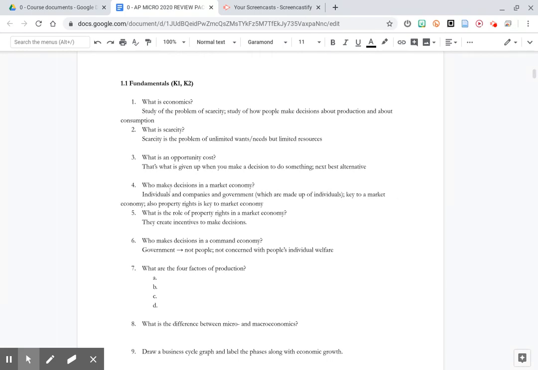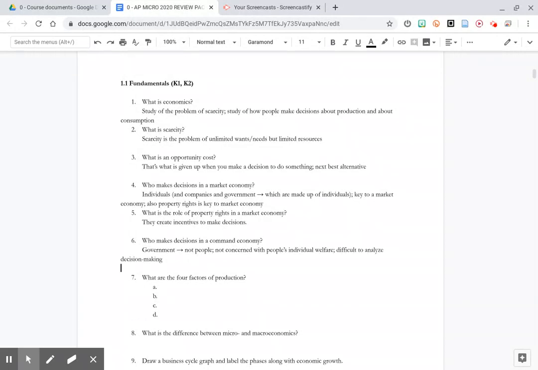So it's really like companies and government and individuals. But these are really made up of individuals looking out for individual welfare. In a command economy, it's really a concern of the government, and it's making the decisions. So they're very difficult to analyze. Difficult to analyze decision making is what we would say.